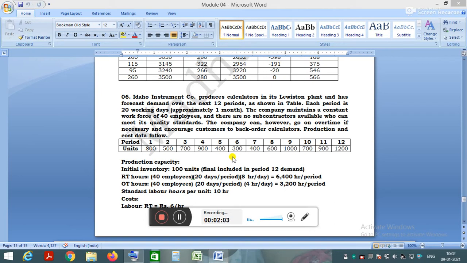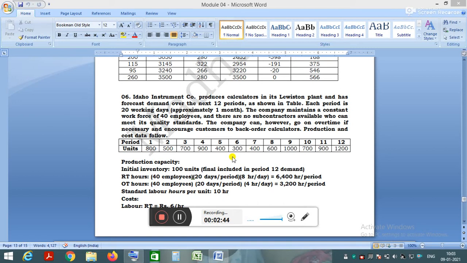There are 12 periods. If you assume the 12 periods to be 12 months, in each month the company works for 20 days, and the company maintains a constant workforce of 40 employees. It doesn't vary its employees. There are no subcontractors available, and there is no concept of subcontracting. All the orders received by the company are fulfilled by manufacturing in the company only.